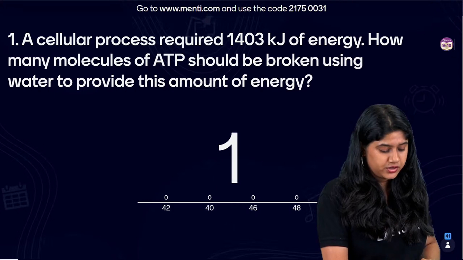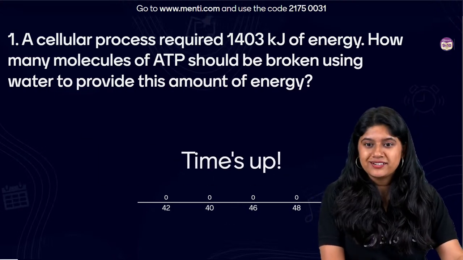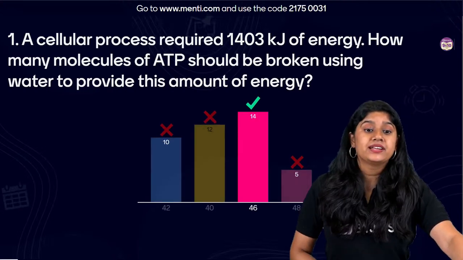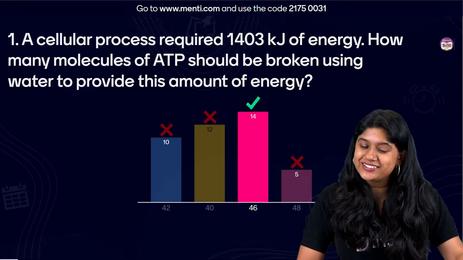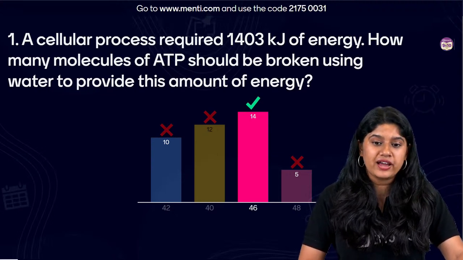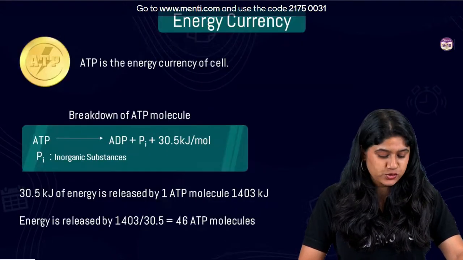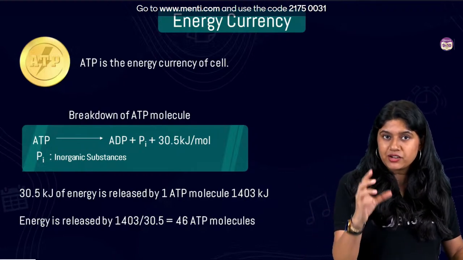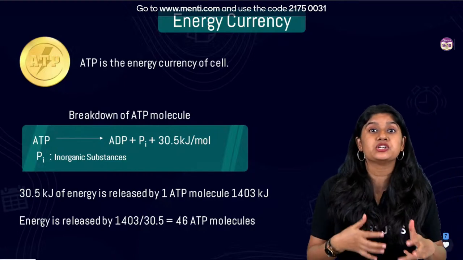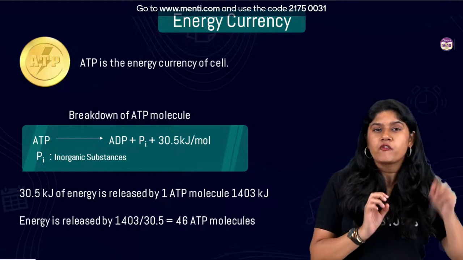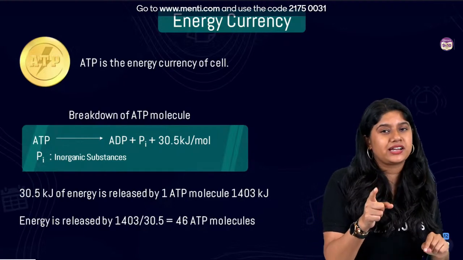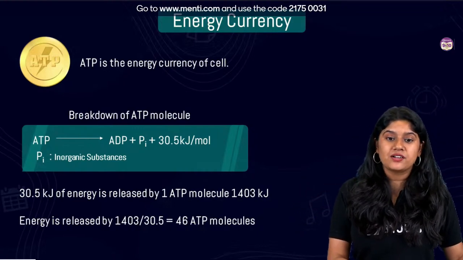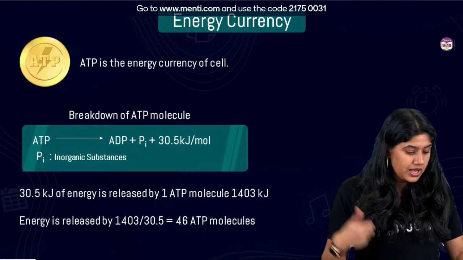Very, very good. The correct answer is 46. 14 of you have voted for the correct answer. The hint is that the energy released is 30.5 kilojoules per mole. I'm sure you must have seen this in your textbooks also. If you look at the first question itself, you can see there's a lot of detail in it, and the questions are being asked from those small boxes that we have, so we will be paying attention to those too. With a simple division we get the answer, which is 46 ATP molecules. I hope that you got it right.